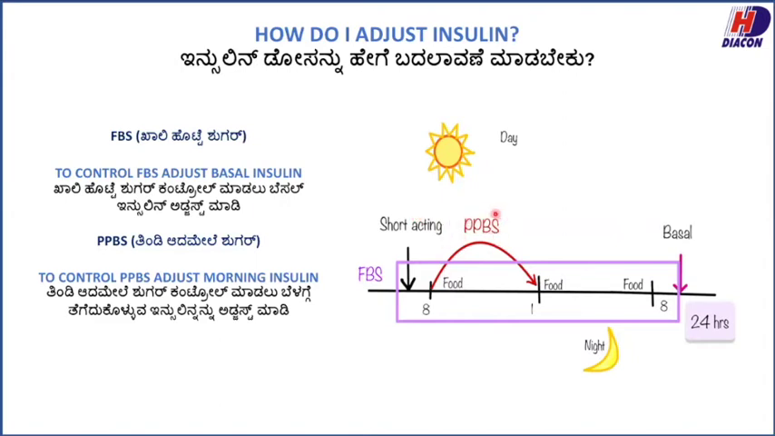If the PPBS is high, more than 180, it means the amount of insulin we've taken is not enough, so we increase the dose by 2 units. If we have a low sugar between breakfast and lunch, remember the short-acting insulin works for about 6 hours. So low sugar during this time, between breakfast and lunch, then we reduce the dose of the short-acting or the mealtime insulin by 2 units.